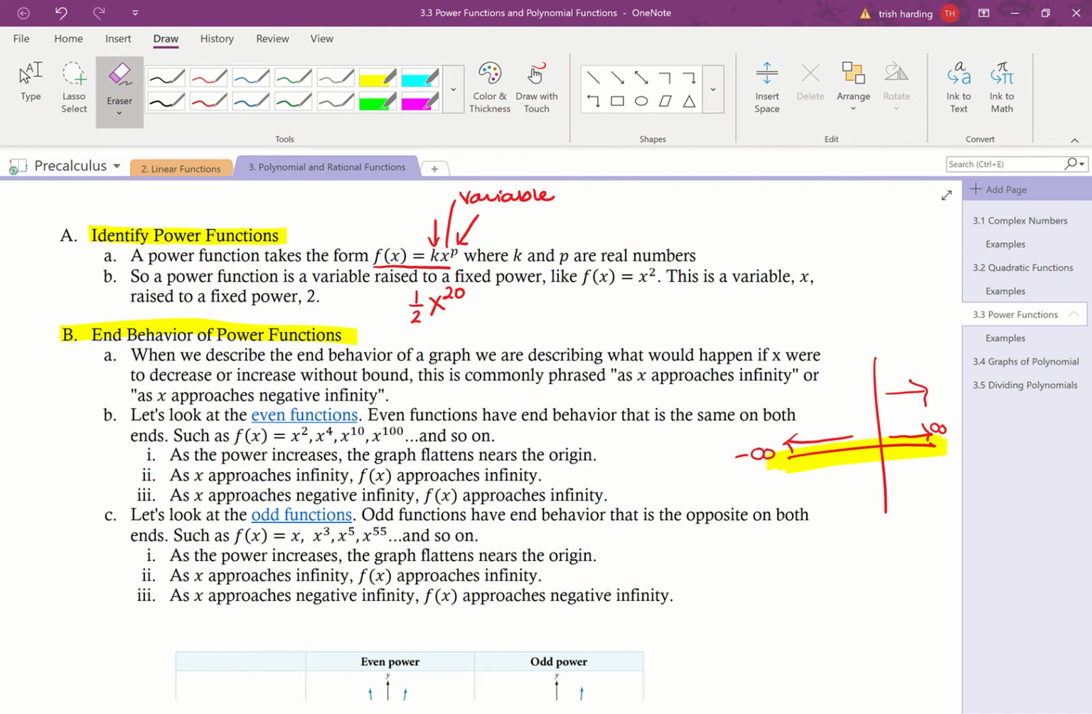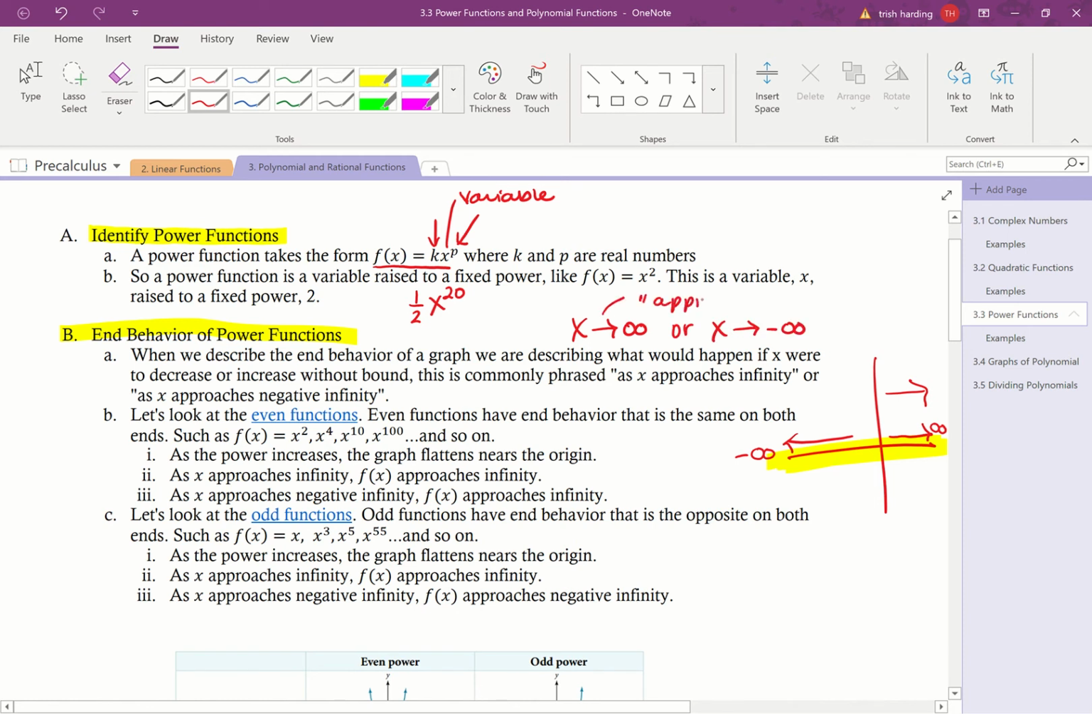What that without bound means is that we're not stopping how much it decreases by. We're just letting it go. Or you could say as x approaches negative infinity, or as x tends towards negative infinity. The way you will see it written, it would be something like this. And you could read that arrow as approaches. So as x approaches infinity, or as x approaches negative infinity. These all stand for the same thing.